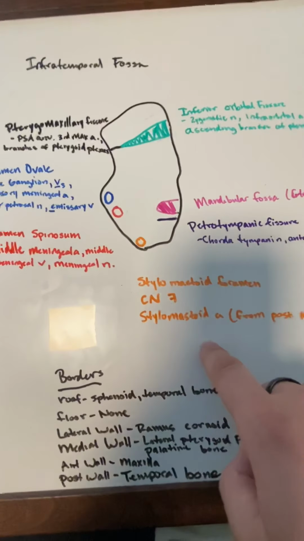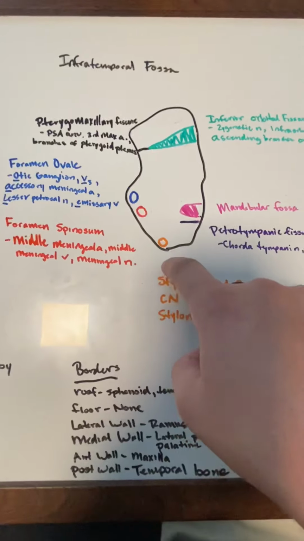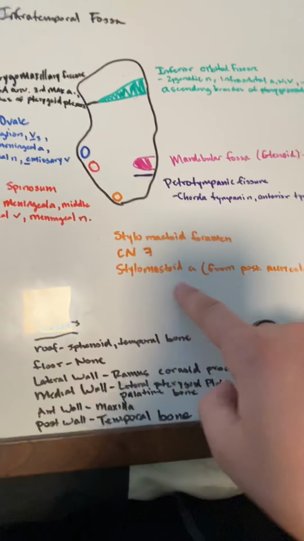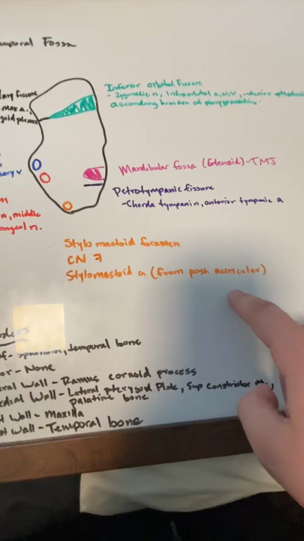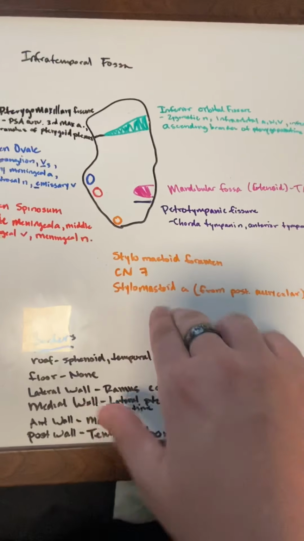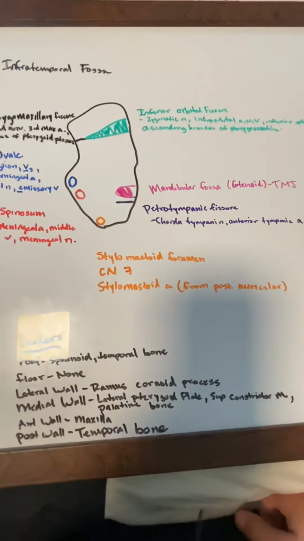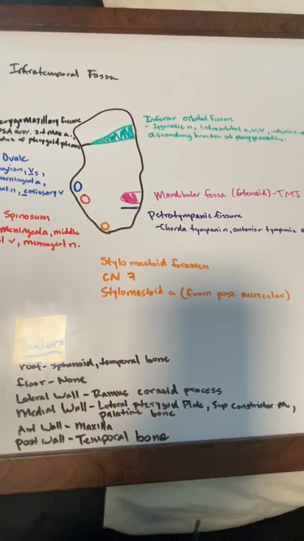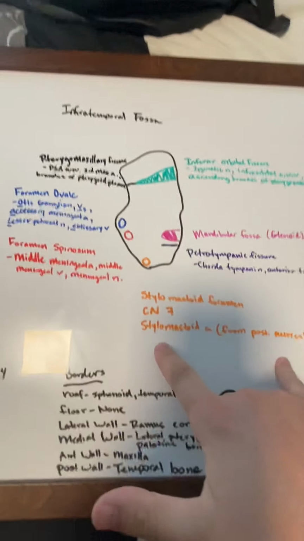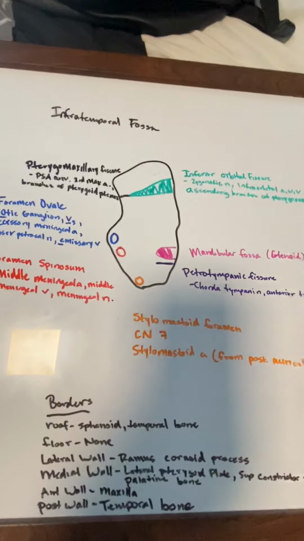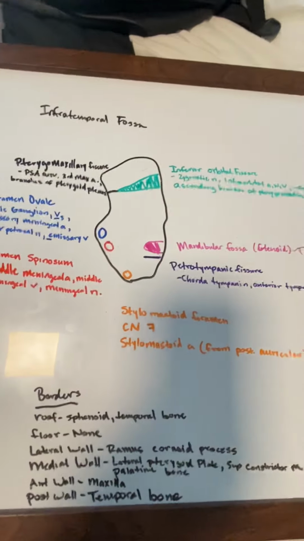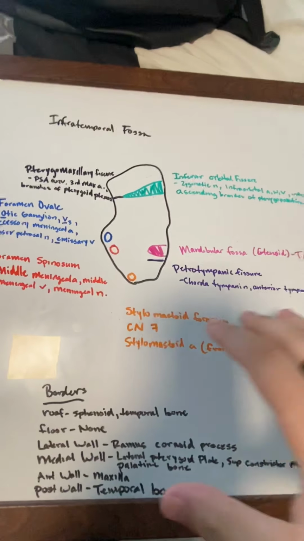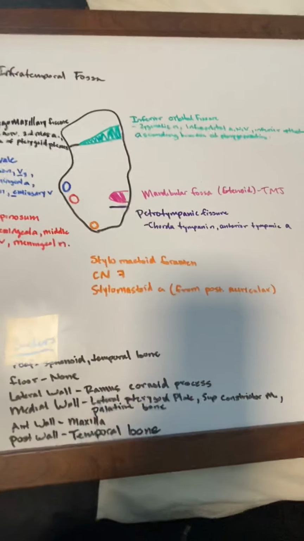Stylomastoid foramen, this is back here. It's going to be cranial nerve 7, and then the stylomastoid artery from the postauricular. I doubt we'll see one about the stylomastoid foramen, just because in some literature, Dr. Novak mentioned that it's not considered to be part of the infratemporal fossa. So I guess it just depends on what you read, but I doubt we'll see a question from that.